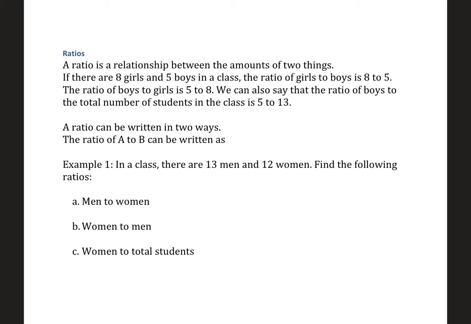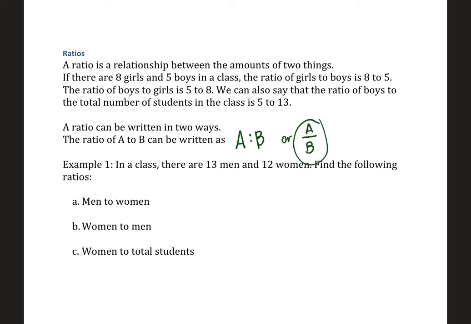We can also give another piece of information. The ratio of boys to the total number of students in the class is 5 to 13, which is how many students there are in the class. A ratio can be written in 2 different ways. So if we say the ratio from A to B, one way that you'll see is A colon B. We read it as A to B. Another way you'll see it is written in fraction form, where you have A over B. In this video, we'll be using the one where it's looking like a fraction.